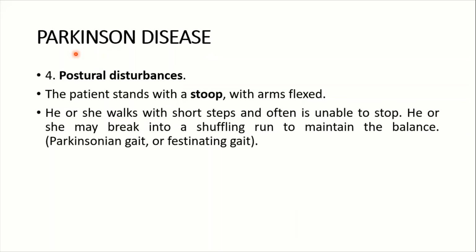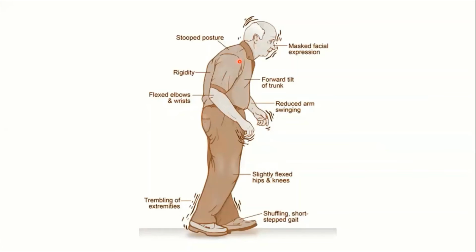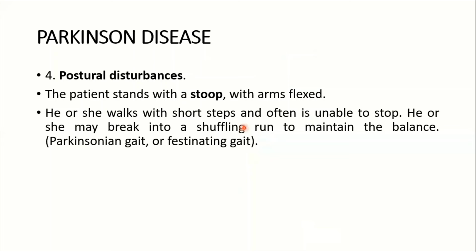The last letter is the P of TRAP. This is for postural disturbances. The patient stands with a stoop with arms flexed, right? This is the characteristic stoop with the arms flexed. He or she walks with short steps and often is unable to stop. He or she may break into a shuffling run to maintain balance. This is known as the Parkinson's gait or festinating gait, right? So that's very, very difficult. He has the tendency to fall and feels like he's trapped in his own body.